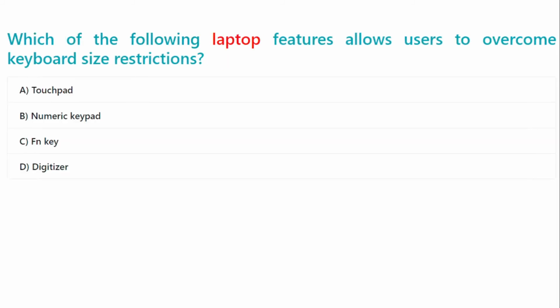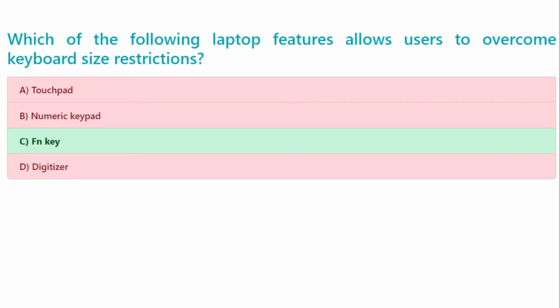Which of the following laptop features allows users to overcome keyboard size restrictions? A. Touchpad. B. Numeric keypad. C. FN key. D. Digitizer. The correct answer is C. FN key.